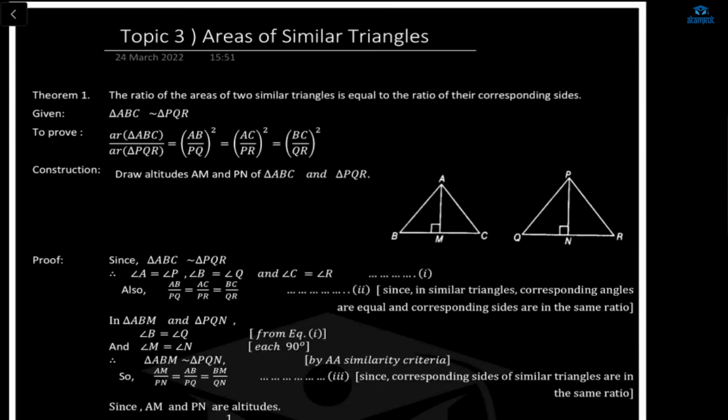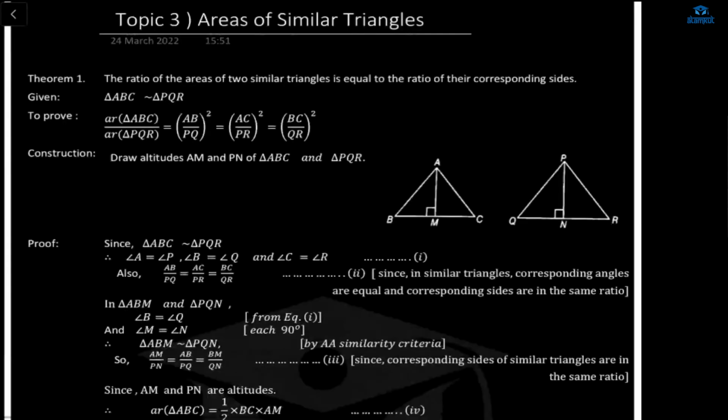Now here we have one more theorem relating the area of the triangle with the similarity. The theorem says that the ratio of the areas of two similar triangles, if you read it carefully, the given condition is that the two triangles are similar. If you take the ratio of the areas of both the similar triangles, it is equal to the ratio of the squares of the corresponding sides. Corresponding sides means all the three sides.